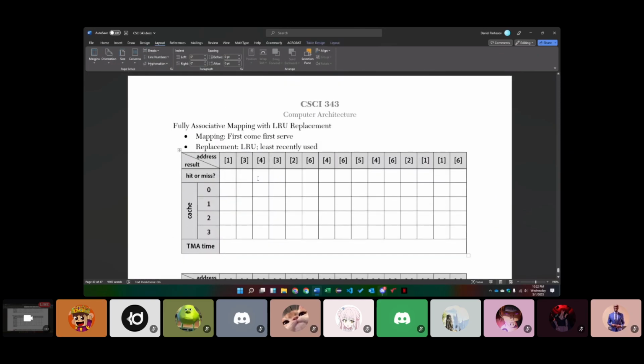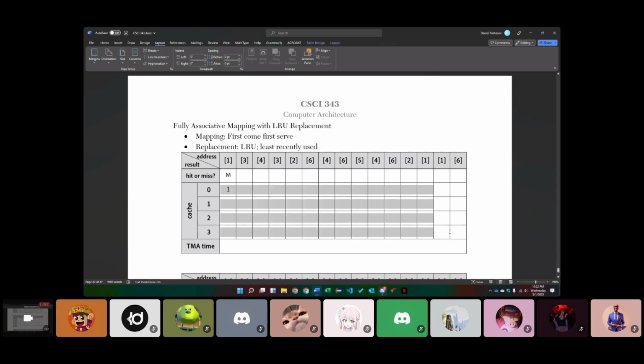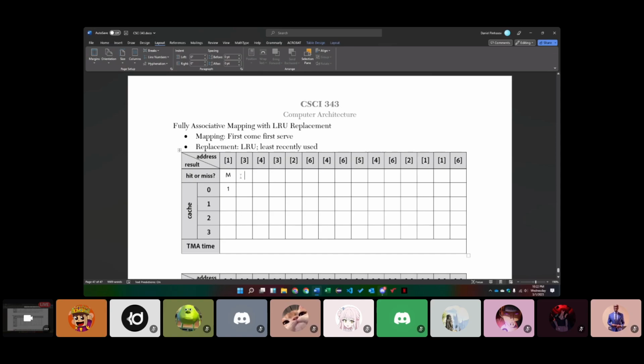Alright. 1's a miss. Again, it just goes straight into the cache. First come, first serve. 3's a miss. 4's a miss. 3's a hit. Nothing happens. 2 is a miss. Now 6 is a miss, but there's no space, so one of them needs to be replaced.